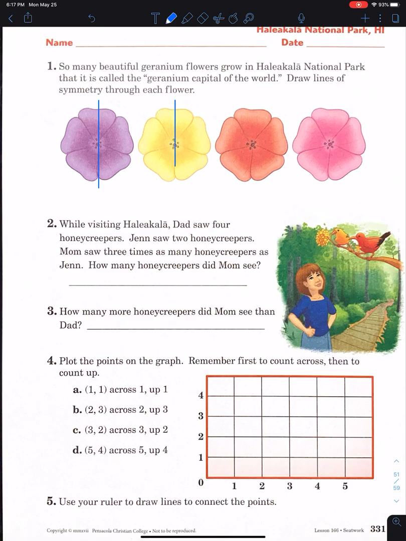And now we'll do it for the yellow flower, the peach flower, and the pink. All right, there we go.